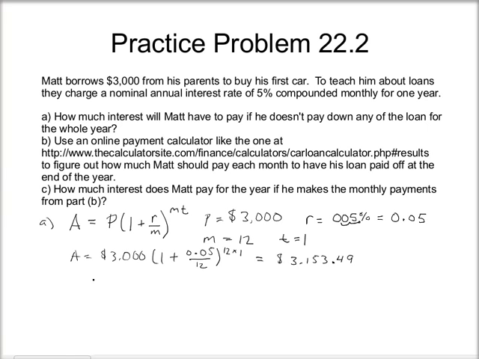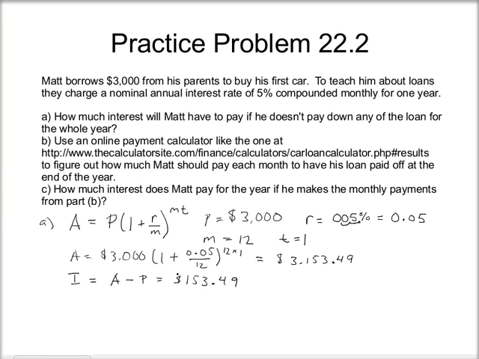So that's the total amount he has to pay, but I'm really interested in how much interest he has to pay. So his interest is going to be equal to the total amount minus the principal, so that will give me $153.49 is the interest he ends up paying.